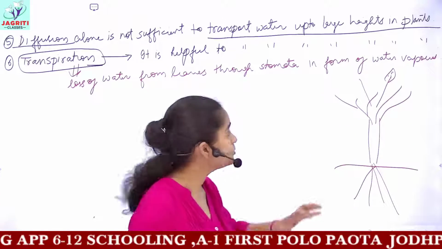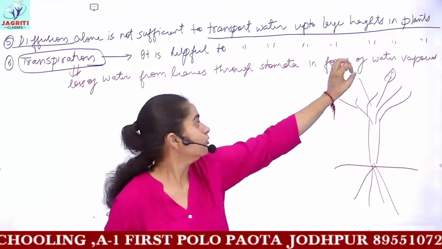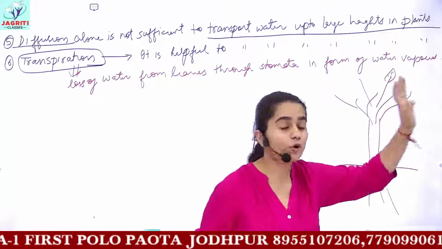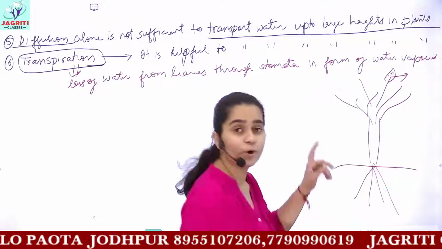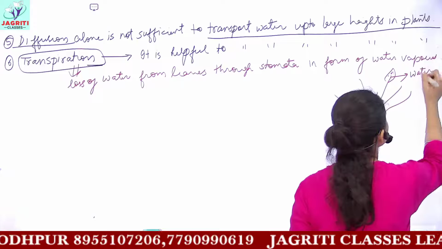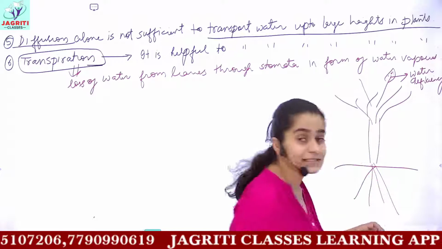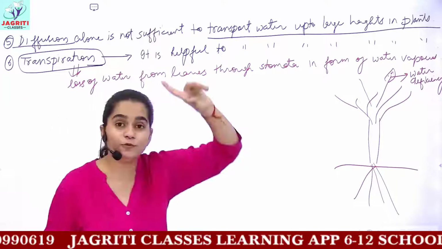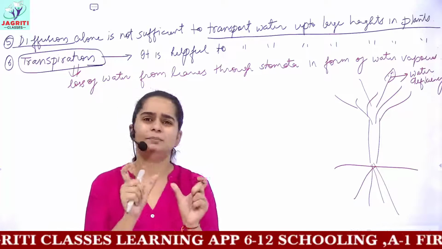That is, the leaves remove or release excess water from their stomata. Now, when they release or lose the water, a water deficiency is created. After performing transpiration, you have water deficiency created in the leaves. This theory of transpiration, which is responsible for transport of water up to greater heights, we have to know in a very brief idea.